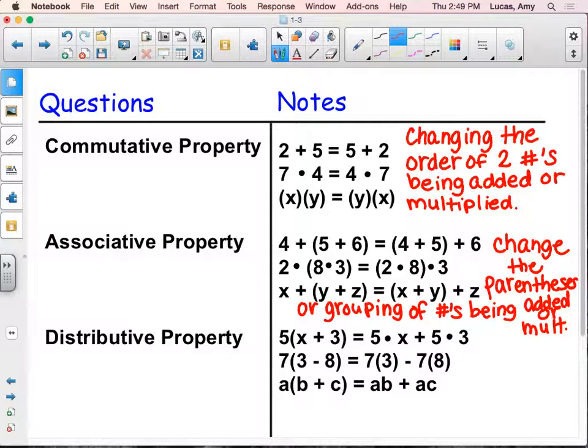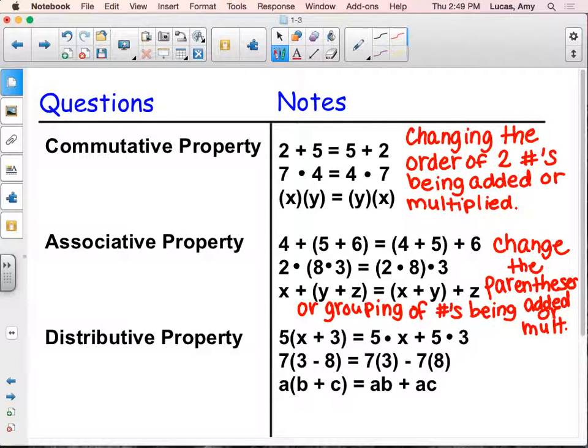Okay, then the last property is the distributive property. The distributive property is the one that we'll use the most in algebra. The distributive property says that 5 times the sum of x plus 3 is the same as 5 times x plus 5 times 3. 7 times the difference of 3 minus 8 is the same as 7 times 3 minus 7 times 8. And the last one, a times the sum of b plus c is the same as a times b plus a times c.